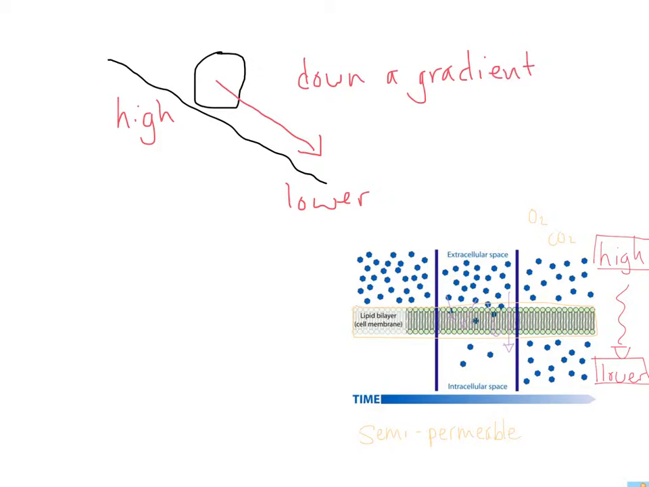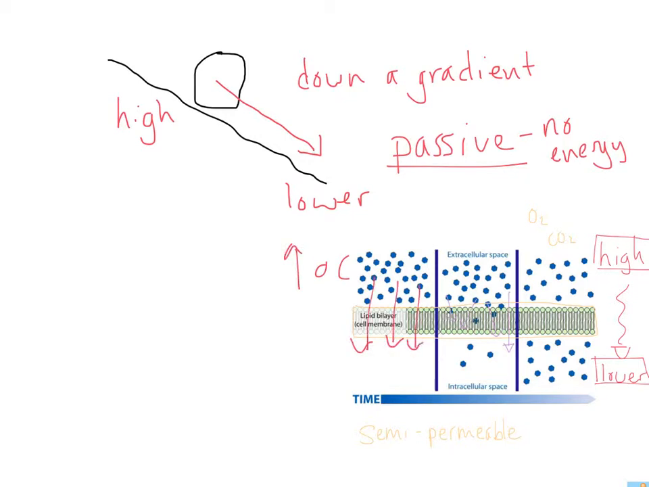Now, how steep this gradient is will determine how quickly the particles move. With a much steeper slope, this boulder is going to move much faster. If we had a much shallower slope, a smaller difference between my high and my low concentrations, this would be happening much more slowly. And because this rock is moving with gravity, we can describe the movement as being passive. It requires no energy at all. Diffusion only requires the kinetic energy that these particles have. So, for example, if I raise the temperature, these particles would be moving much more quickly than they would be at a cooler temperature.